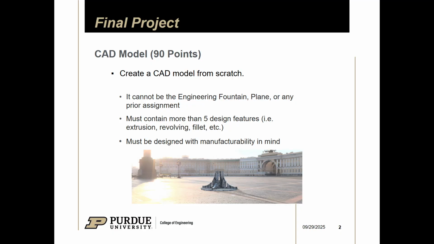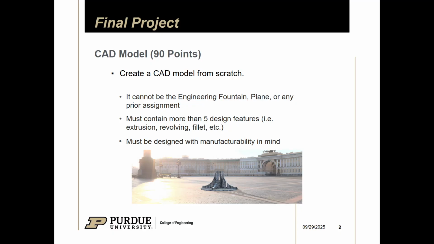The other requirement is that it must contain more than 5 design features. A design feature would be something like an extrude or a revolve or a chamfer or a fillet, right? So 5 design features is actually pretty low. You'll see that even for the hammer, we did two design features already, right? And for some other things like the hair dryer, we did probably close to 5, if not more. So 5 is pretty lax.